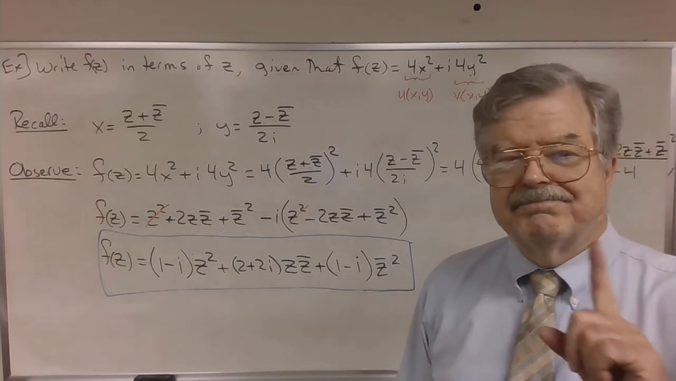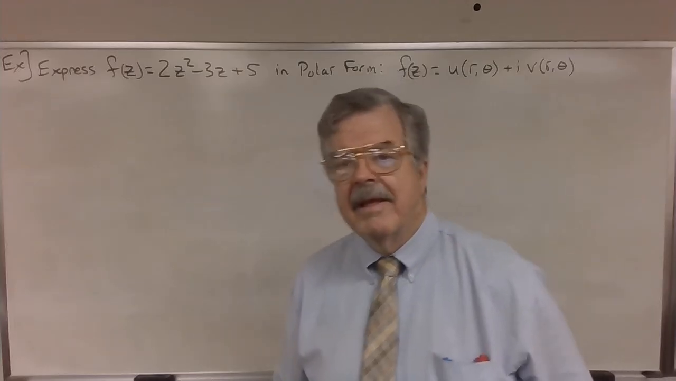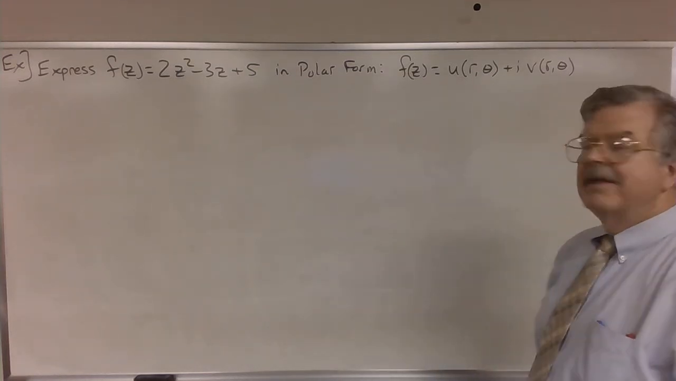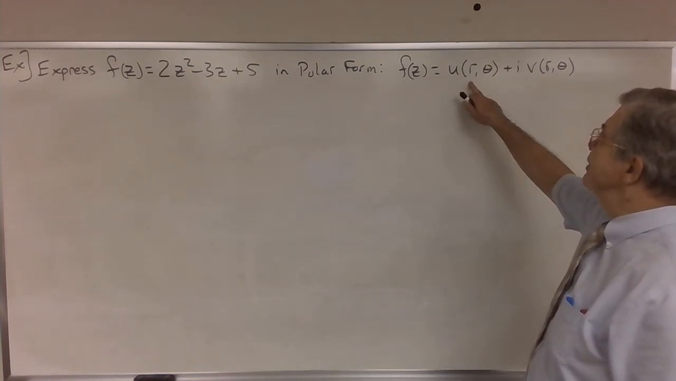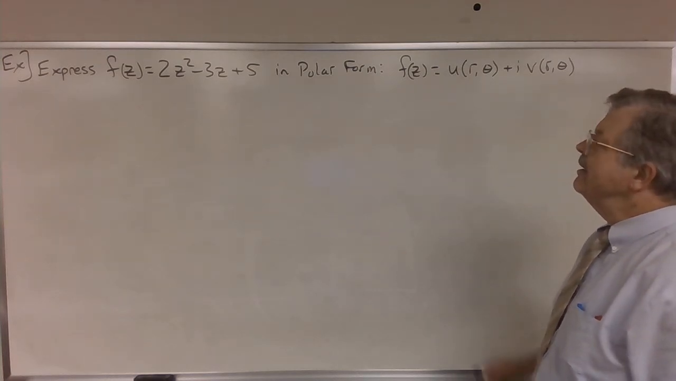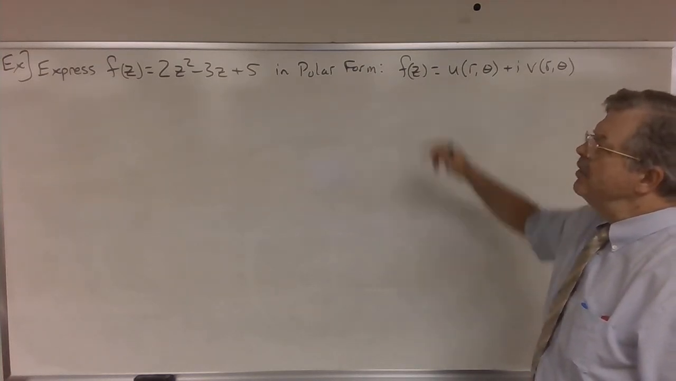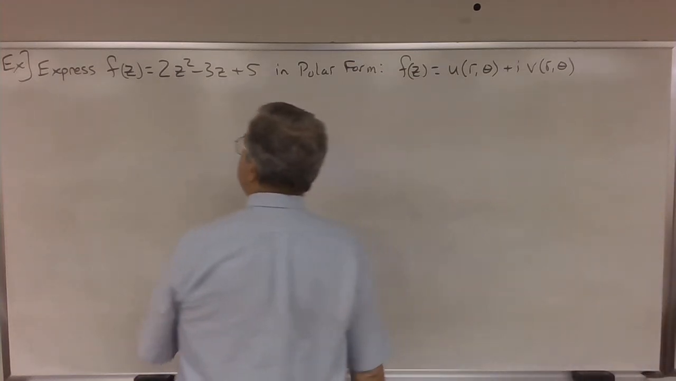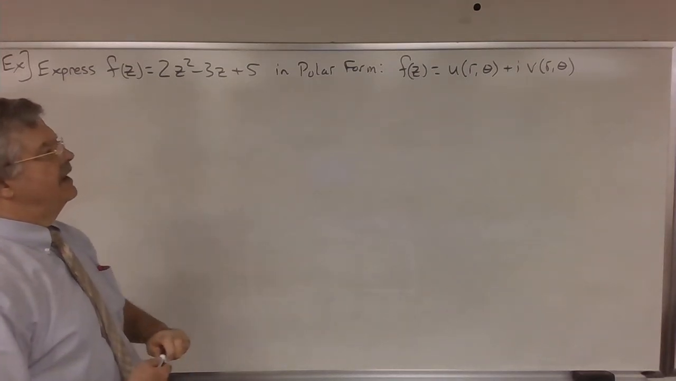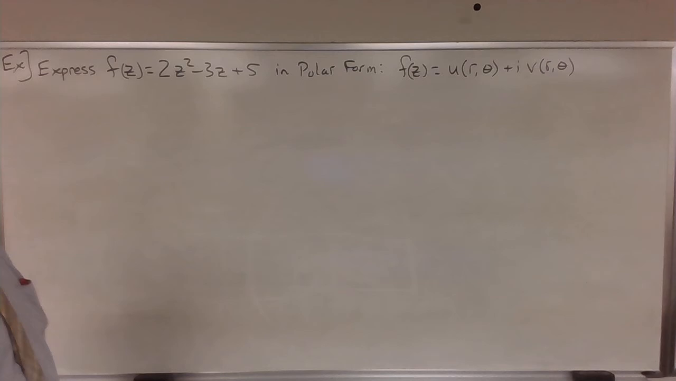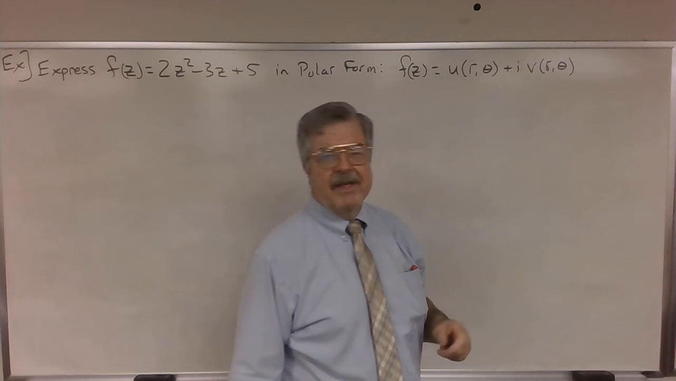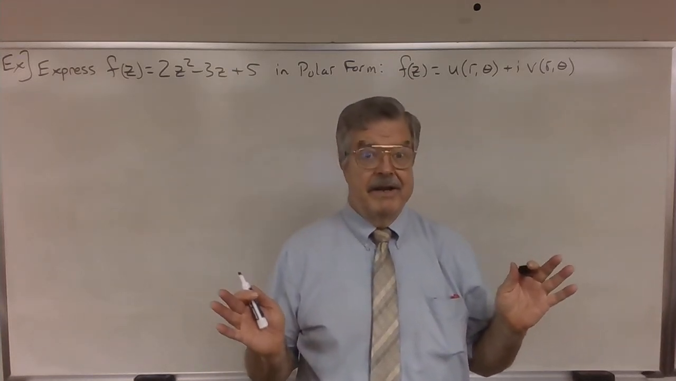How about one more example? In keeping with our u plus iv theme, writing a function in terms of real part and i times imaginary part, express f of z in polar form, where f is the function 2z squared minus 3z plus 5. So I guess since I'm going to write it in polar form, the first thing to do is just take my z and write it in polar form.